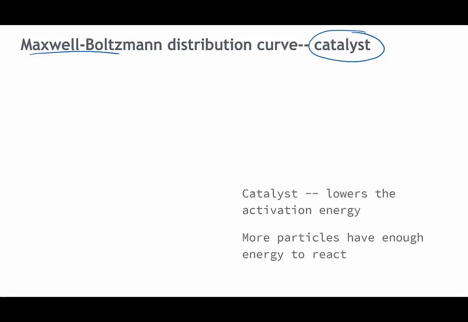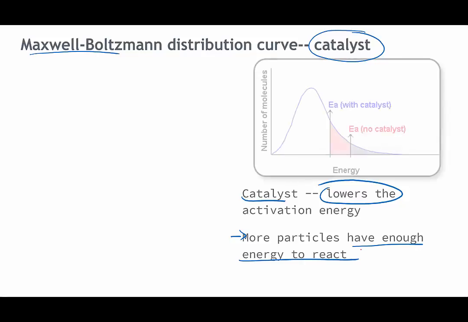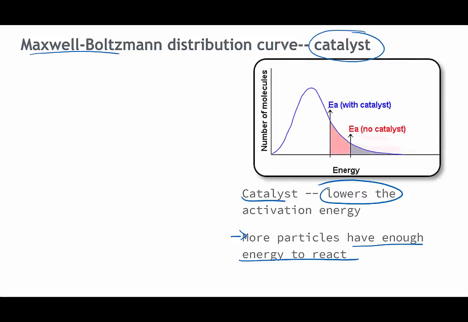We will also have something called a catalyst to change the rate of reaction, and that will change the Maxwell Boltzmann distribution curve as well. Now we know that a catalyst will lower the activation energy, and in another way, more particles will have enough energy to react. What does it look like? Well, when we have no catalyst, this is the energy point that has no catalyst. Only the particles that have higher energy than this energy point are able to react.